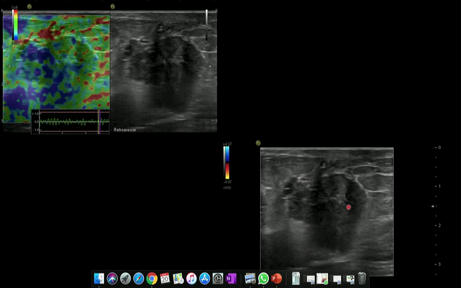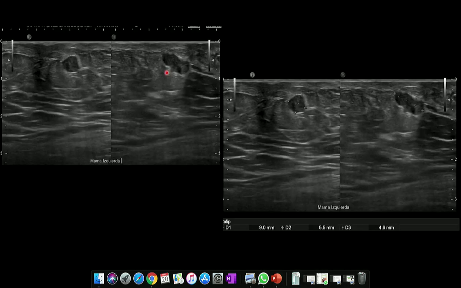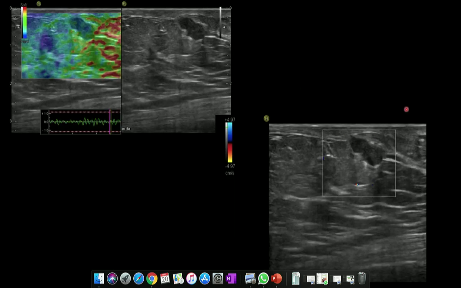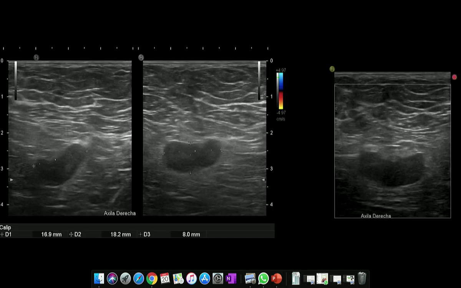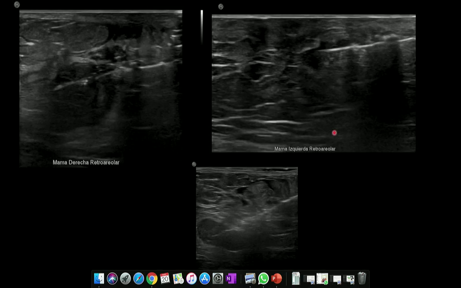Without flow on color Doppler examination, and predominantly hard on elastography. In the left breast retroareolar, an oval nodule with microlobulated margins, hypoechoic, of 9 by 6 by 5 millimeters, without flow on color Doppler examination, and with an intermediate pattern on elastography. And a lymph node of mass appearance in the right axillary region, 18 by 17 by 8 millimeters, which requires pathological correlation.